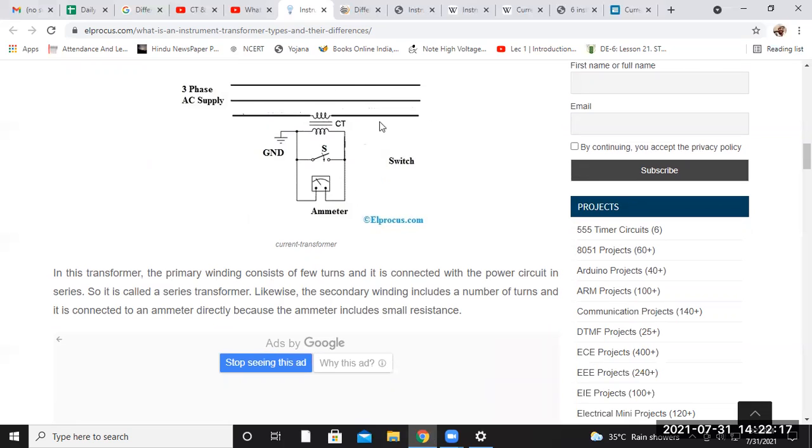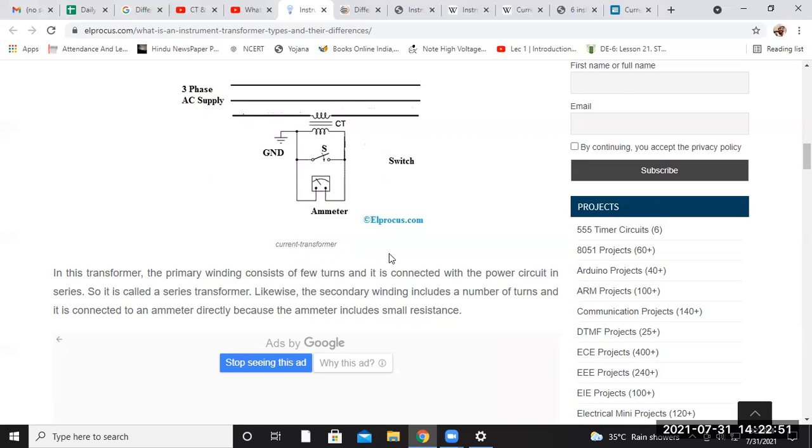Power circuit means this is your three-phase AC supply. So this primary winding of the current transformer is connected with the three-phase AC supply of the system, and that's why it is called a series transformer. This current transformer is also named a series transformer because it is connected in series with the power source, or supply source. Whereas a potential transformer is connected in parallel with the supply source.